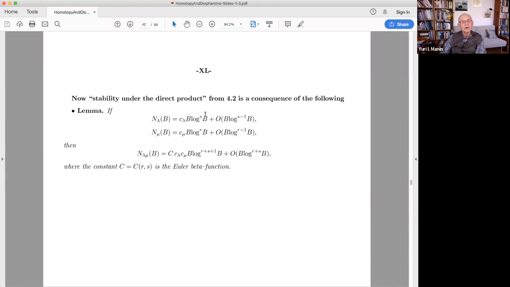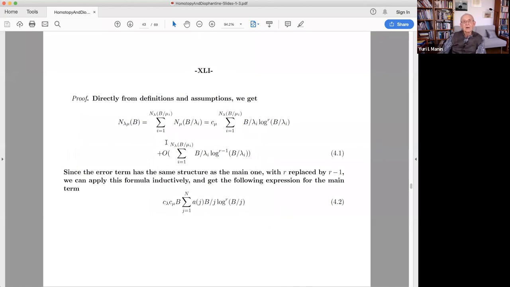Stability under the direct product, which I want to prove, is a consequence of the following essentially elementary number theoretical lemma. If we have such asymptotics for lambda and similar asymptotics for mu, but this constant may be different and this constant may be different, then for the product, we have asymptotics, which is essentially the product of these two constants, and B again the same, and then logarithm to the power R plus S plus one, and one more additional constant, which is an Euler beta function, universal beta function.